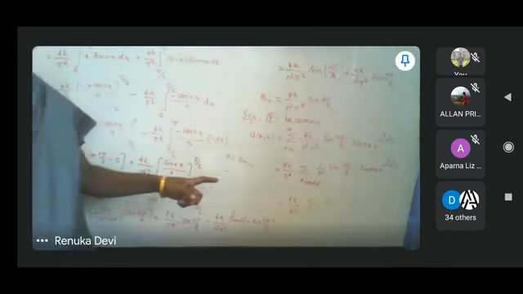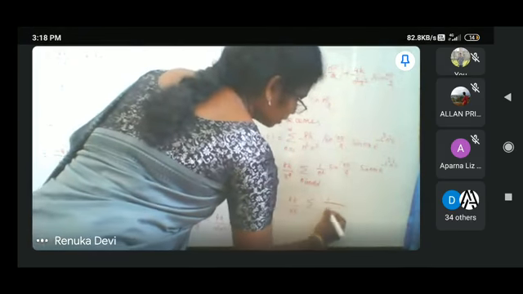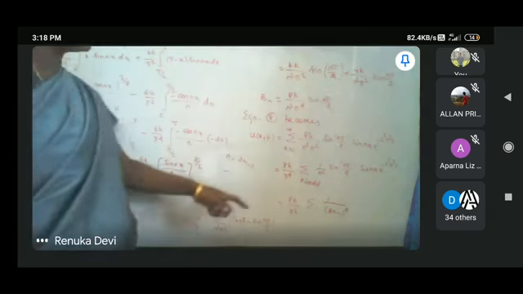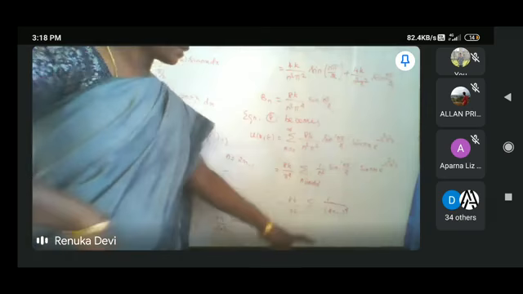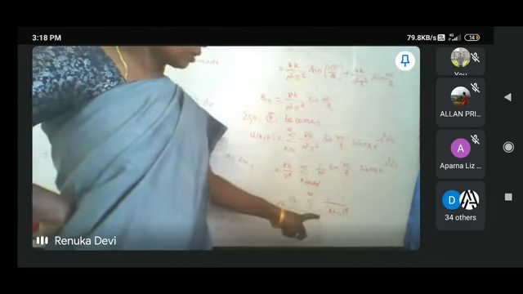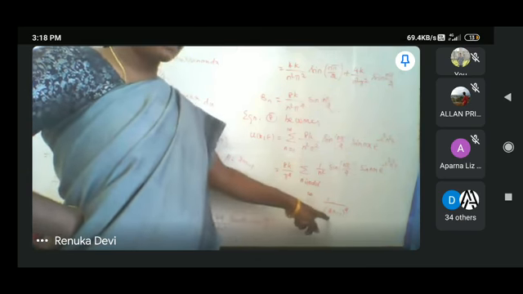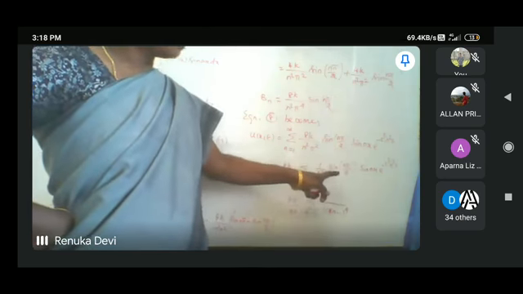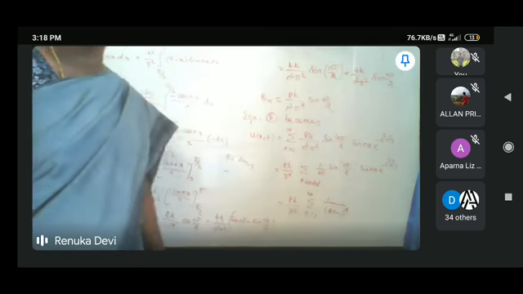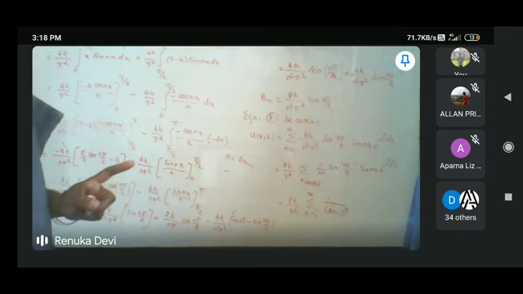Instead of n, I can take 2n minus 1. Since n is odd, I can take 2n minus 1, where n equal to 1 to infinity. When n equal to 1, it is 1. When n equal to 2, it is 3. When n equal to 3, it is 5, and so on. And what about the sign of sin n pi by 2? When n equal to 1, it is positive, that is plus 1. When n equal to 3, it is minus 1. And alternately, plus 1, minus 1, etc.